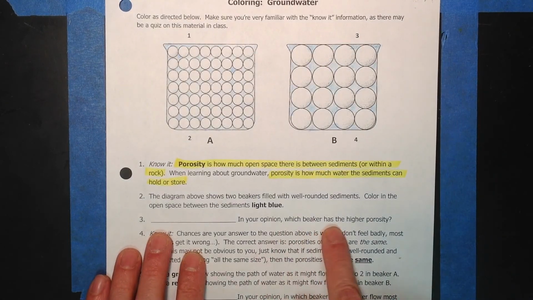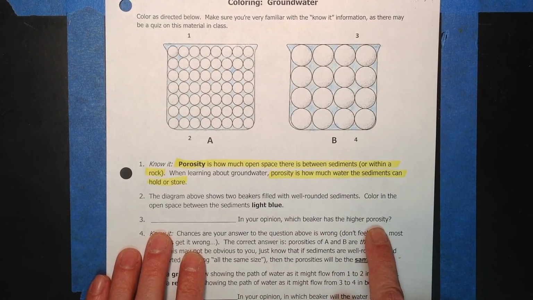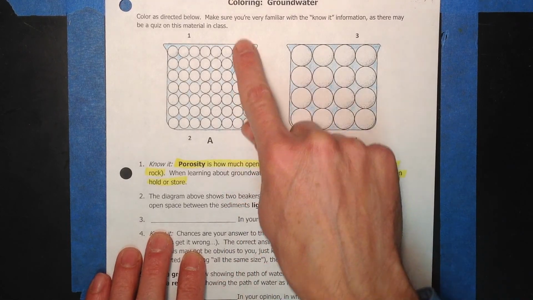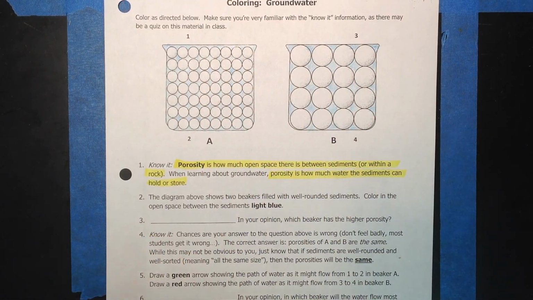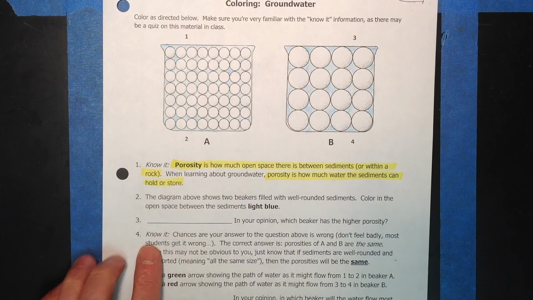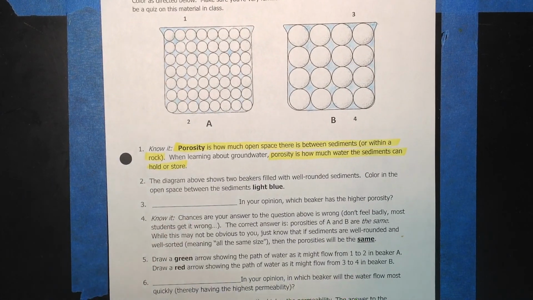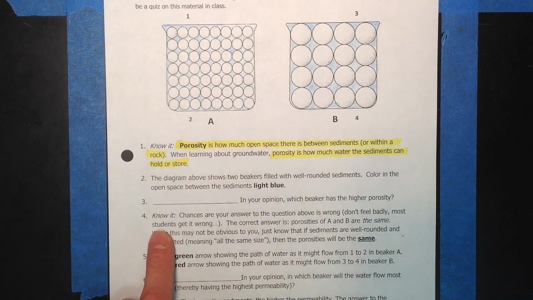3. In your opinion, which beaker has the higher porosity? Okay, more blue space to be able to hold more water, A or B? Write your answer there. It is your opinion. Okay, so write that in for 3. A or B.